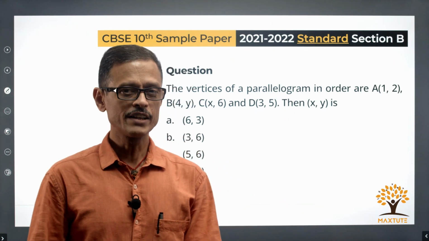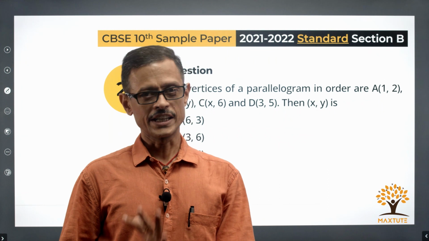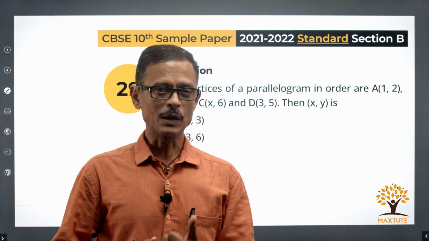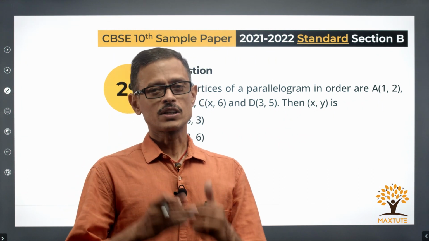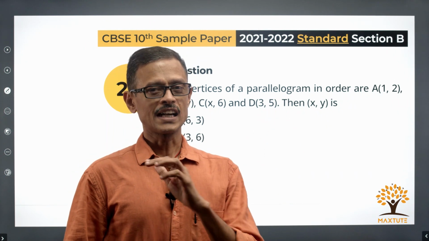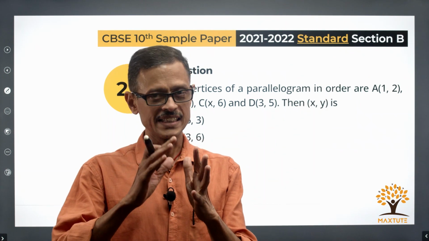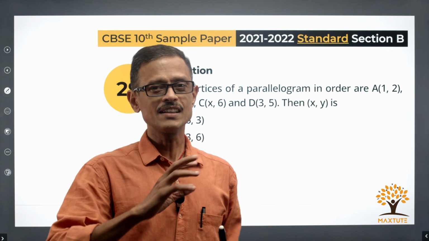Hi everyone, in this video we are going to be looking at solutions to 3 questions. All 3 questions are from the chapter Coordinate Geometry, and appeared as part of the sample paper given by the CBSE board for the term 1 examination, multiple choice question, standard version of the sample paper for academic year 21-22, as part of section B. All 3 questions are interesting, they are not that easy but they are not difficult either.